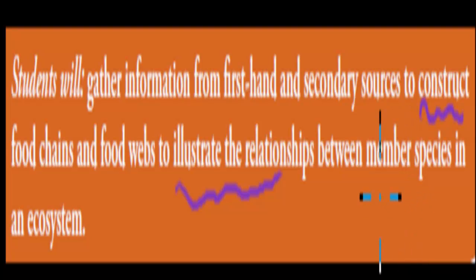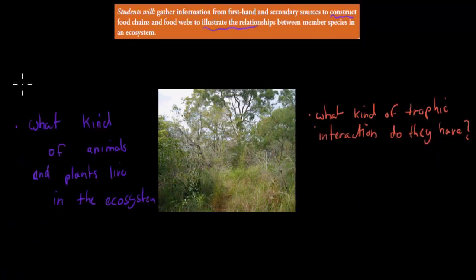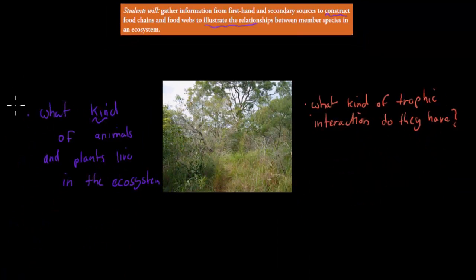ecosystem. So for this dot point, what you have to do is find out, first of all, what kind of animals and plants live in the ecosystem you're talking about. That's your first part. And the second part is, what kind of general interactions do they have? You know, which one feeds off which one?